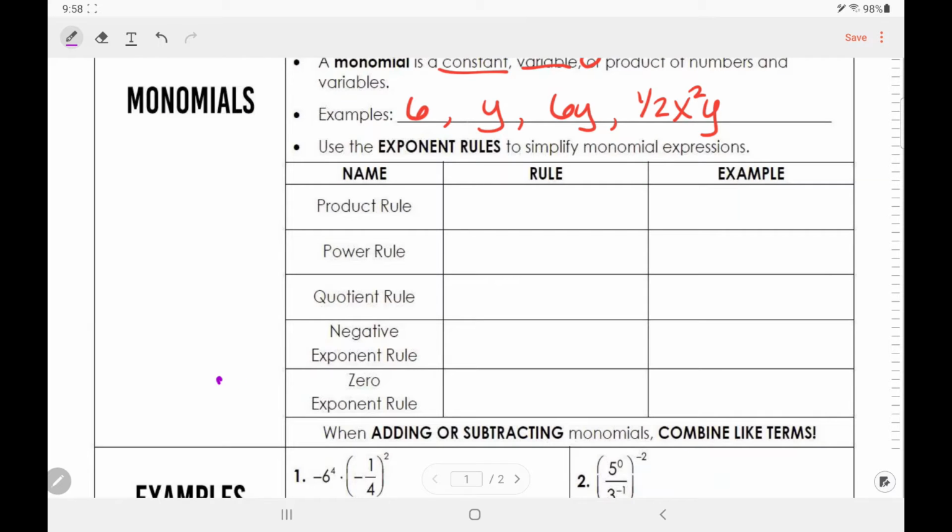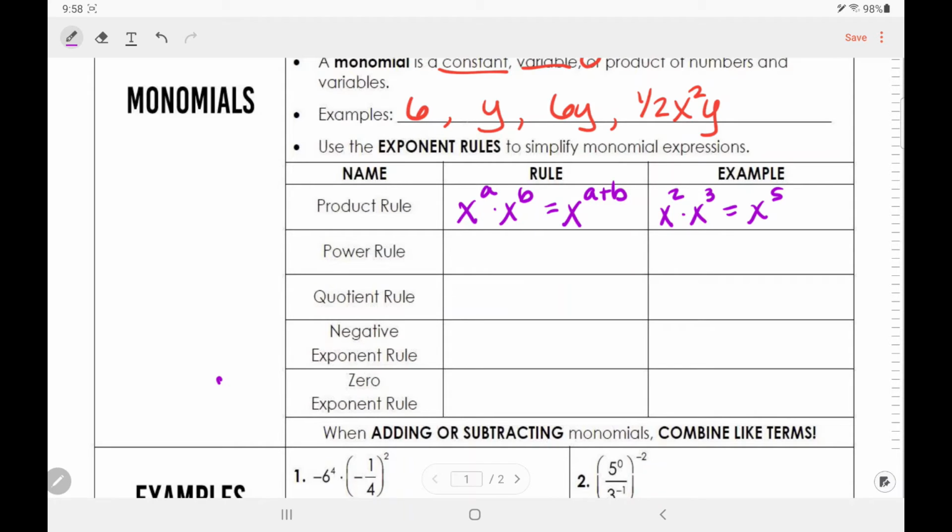The product rule. This is when we have two terms, two monomials that are being multiplied together. The key thing is that they have to be the same base. In this example that I'm drawing here, we have x to the power of a times x to the power of b. The base is x. That has to be the same, and when it is, we can just add the exponents. So in a real example with numbers, we might have x squared times x cubed, and when we put that together, we would say 2 plus 3, which would be 5. So that's an example of the product rule.